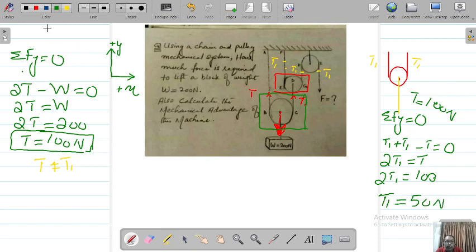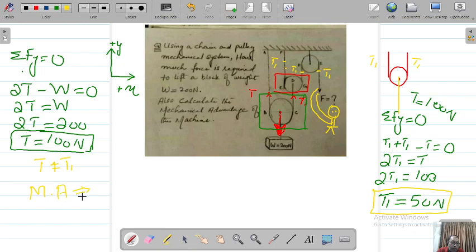So you can see T1 equals 50 Newton. The person who is standing here, when he is trying to apply the force here in order to pull this chain downwards, will be applying a 50 Newton force, and the input was 50 Newton, and he is lifting a load of 200 Newton. So what is going to be the mechanical advantage?